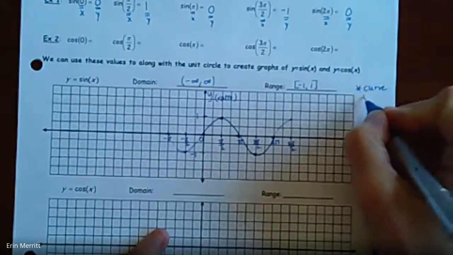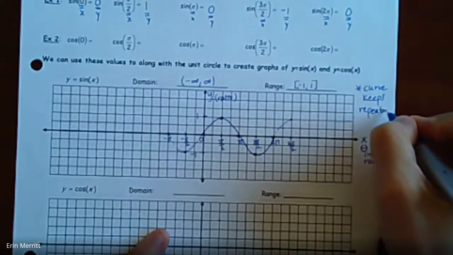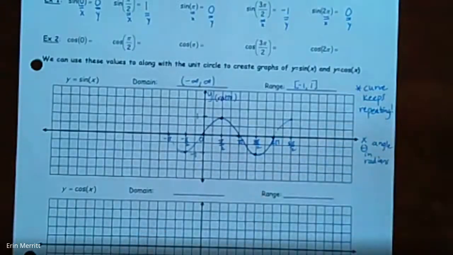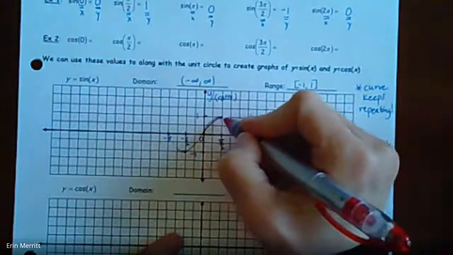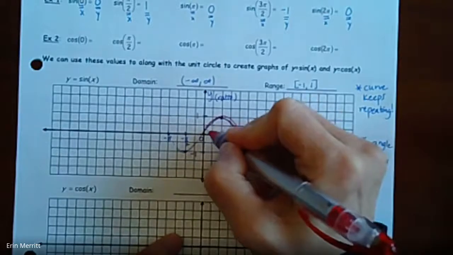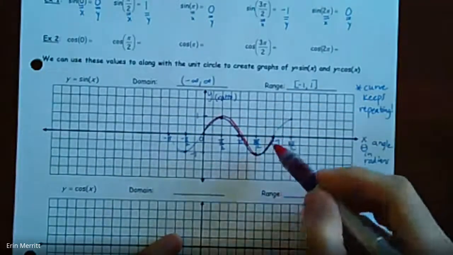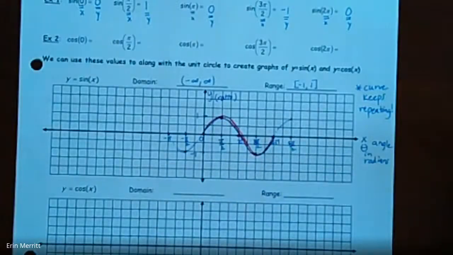So I'm going to say the curve keeps repeating. So every time that angle wraps around the circle, you get that same curve that goes over and over and over again. Right? Now, this part going from 0 to 2 pi, that's called one cycle of the curve. We'll get into that more later. But before it starts to repeat, that's referred to as one cycle.